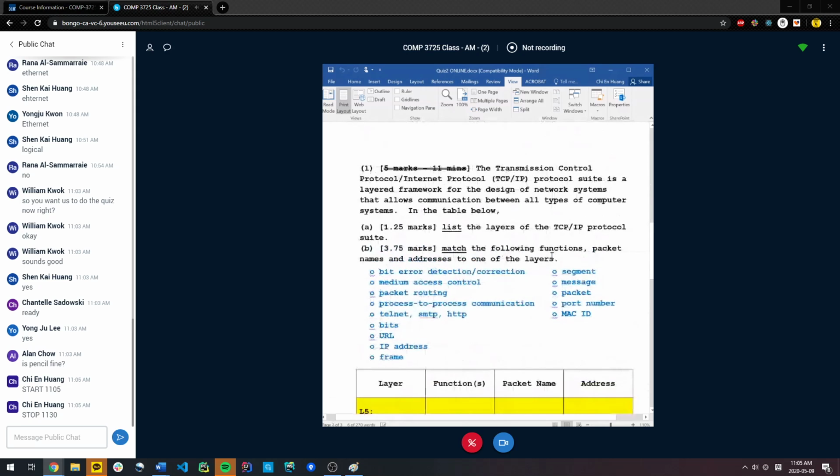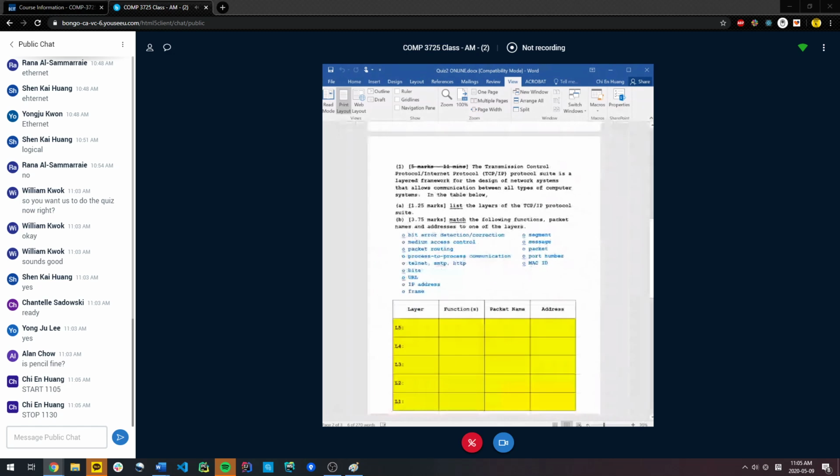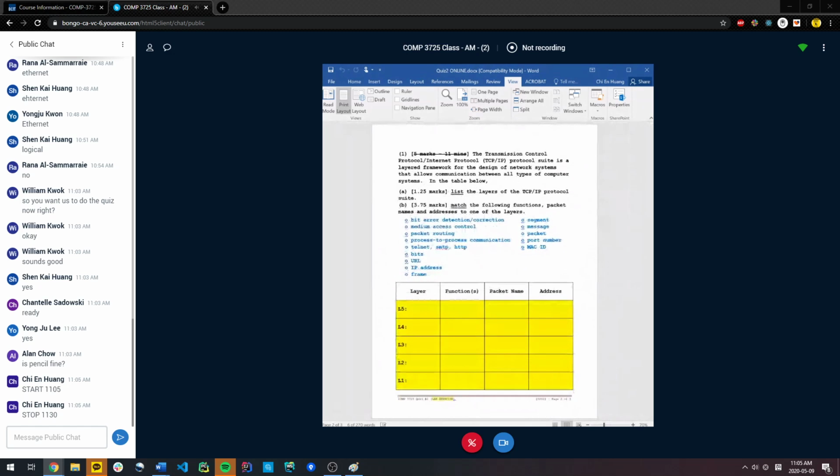I'm going to flash the question to you now. This question is for 5 marks, and you're going to get 11 minutes. You can read the question. The TCP protocol is a layered framework for the design of network systems. In the table below, and I'm going to flash the table to you, does everybody see that?